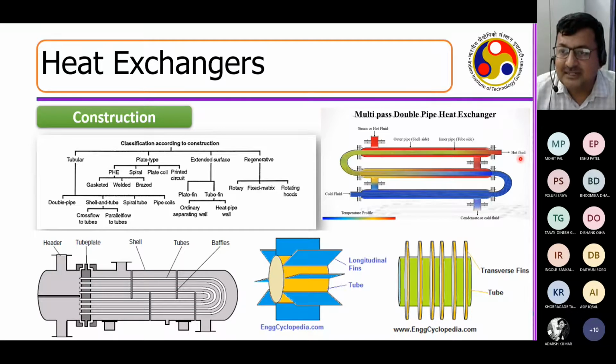First, study the double pipe heat exchanger. What is happening here? There is a hot fluid and a cold fluid that is coming like this and going out like that. The cold fluid is getting heated up, whereas the hot fluid, steam, is getting cooled down on the shell side. On the tube side, the pipe side, the cold fluid is getting heated up, whereas on the shell side the steam is getting cooled down to a particular temperature. This is the condensate or cold fluid that is coming out.